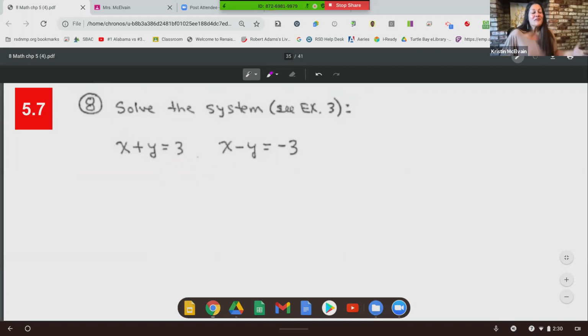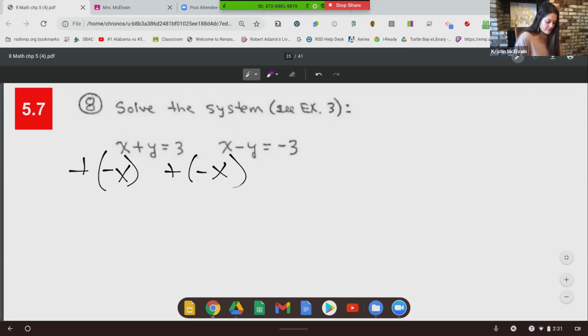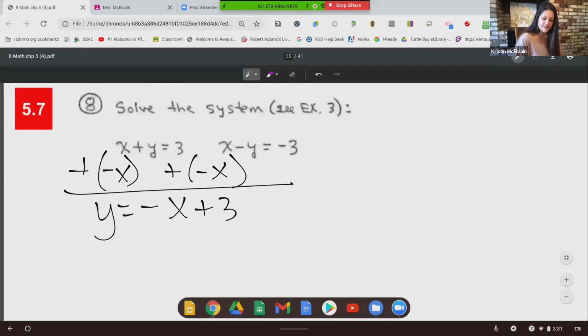Okay, so when we are solving a system of equations, our first step is to set both equations equal to y. It puts it into y equals mx plus b form. Then we're going to put the two equations equal to each other. Okay, so pretty easy on both of these to solve for y. So we're going to add the opposite here. That gives us y equals -x plus 3.